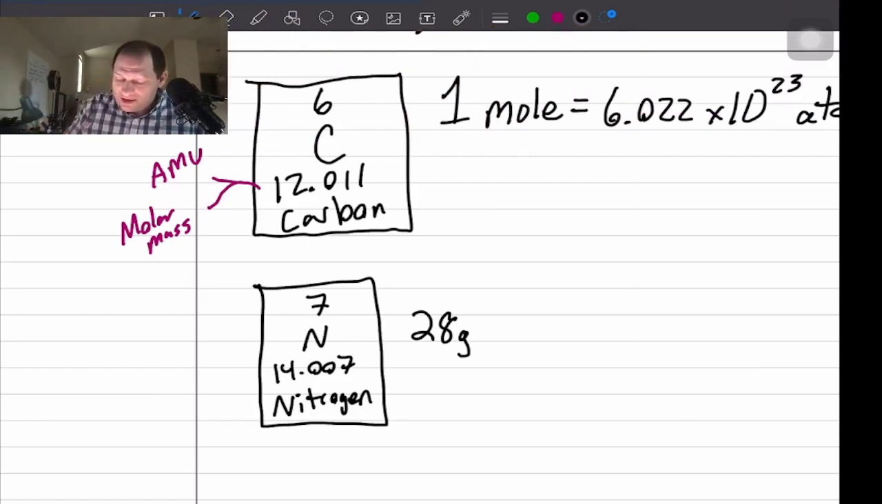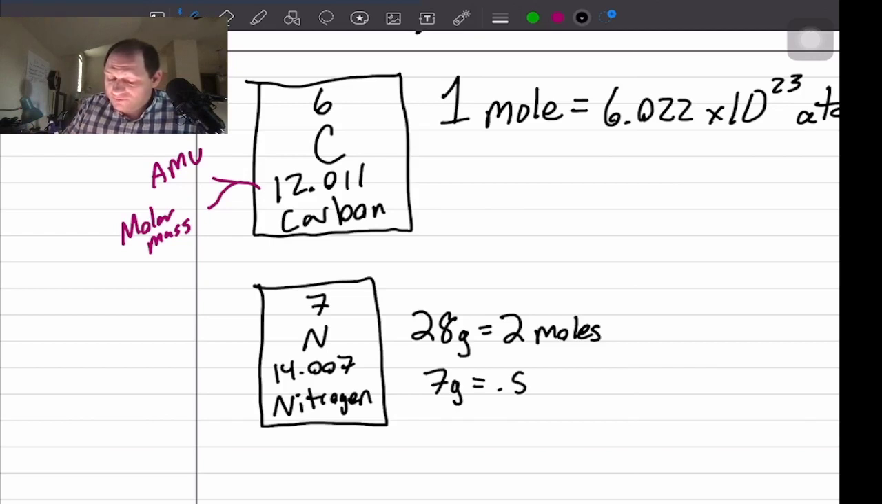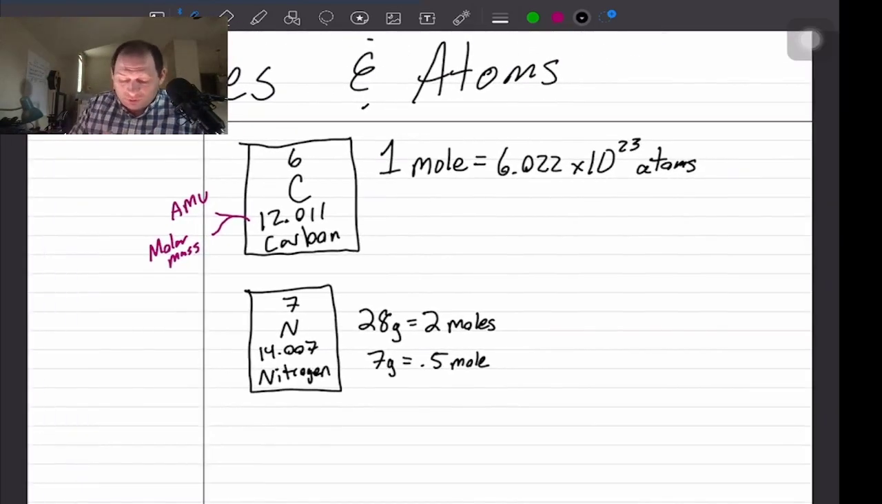So I have 28 grams of nitrogen, which is double the amount, which means I have 2 moles. All right, see, it's very simple. And double the amount of atoms. If I had just 7 grams of nitrogen, I have half a mole. Just that simple.